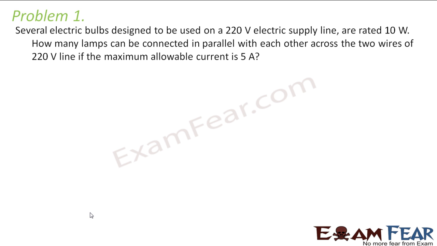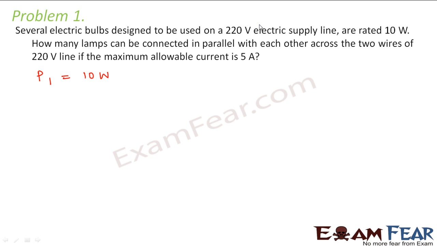So here comes problem 1. It says, several electric bulbs designed to be used on a 220 volts electric supply line are rated as 10 watts. How many lamps can be connected in parallel with each other across the two wires of 220 volts if the maximum allowable current is 5 amperes? In this case, the bulb is rated as 10 watts. That means the power is 10 watts.